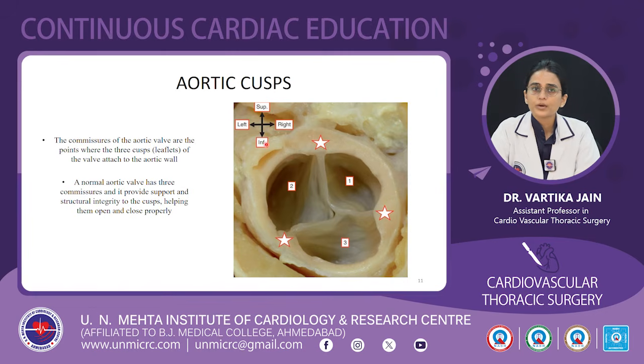The commissures of the aortic valve are the points where the three cusps or leaflets of the valve attach to the aortic valve. As you can see here, three cusps, correspondingly three commissures. A normal aortic valve has three commissures and it provides support and structural integrity to the cusps, helping them to open and close properly.